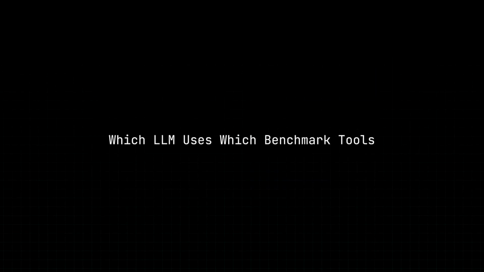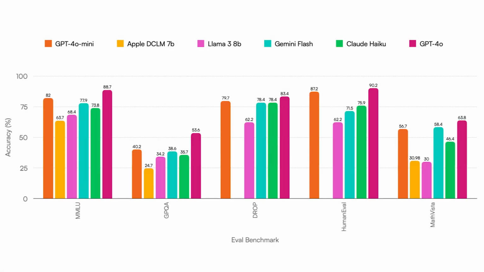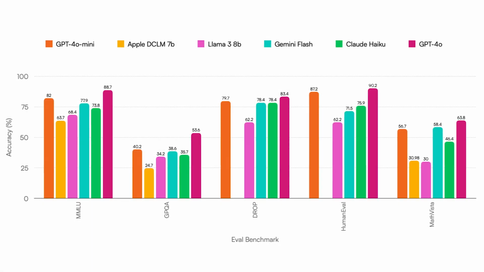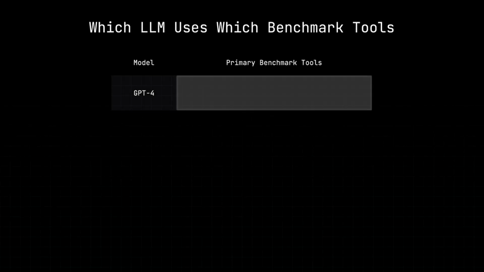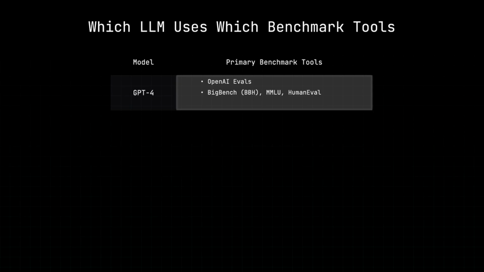Now let's dive into which benchmarking tools are typically used to evaluate different large language models. This helps you understand how to interpret evaluation results and choose the right benchmarks for your projects. For example, GPT-4 from OpenAI is often evaluated with tools like OpenAI Evals for standardized test cases and head-to-head comparisons. It also uses BIG-bench for multitask reasoning, MMLU for academic knowledge testing, and HumanEval to check its code generation accuracy. Plus, OpenAI supplements these with custom internal tests focused on safety and bias.